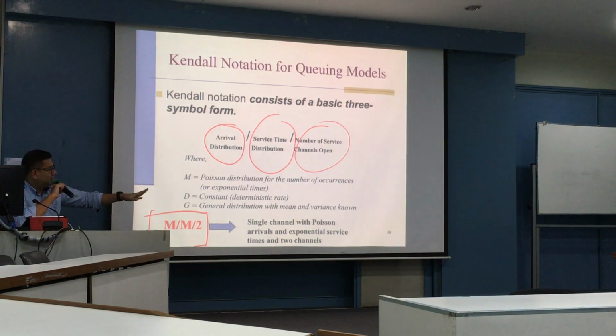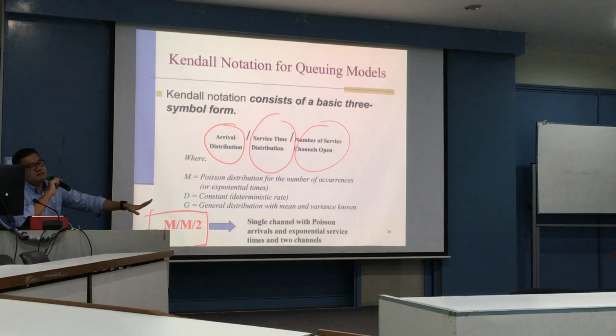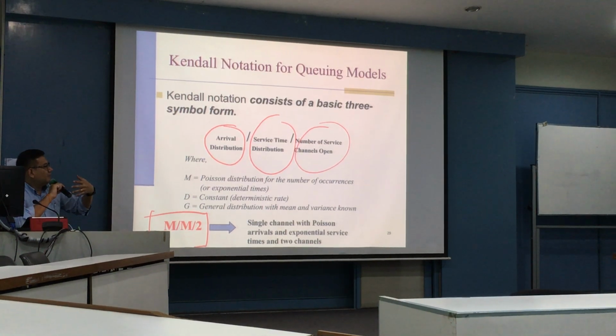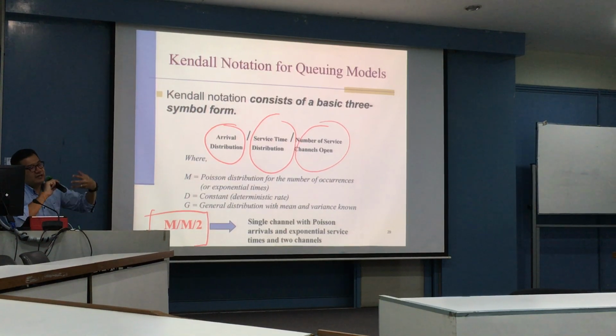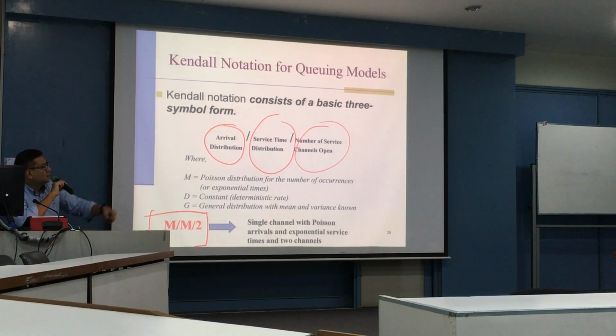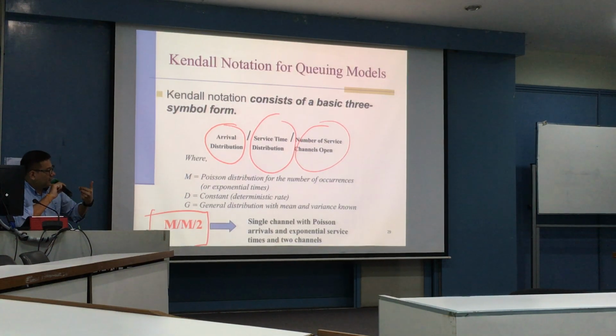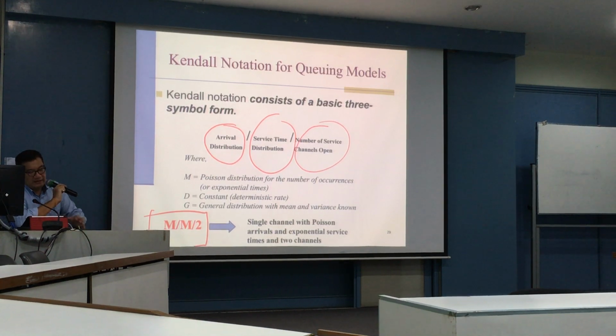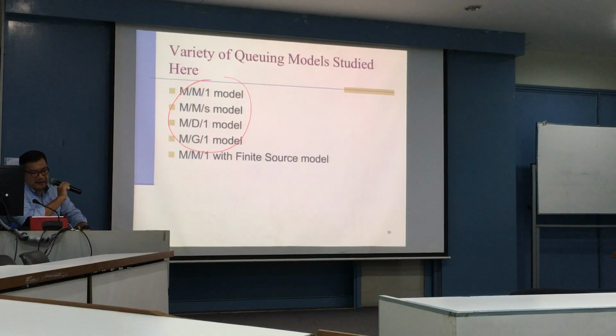We have 3 positions. The first position tells you about the arrival distribution, and normally we use M because we allow customers to arrive with the Poisson distribution. The second one is about the service time distribution. If you have M, the service time follows exponential. If you have D, the service time is constant. If you have G, the service time follows a general distribution, where you need to know the mean and the variance or standard deviation.